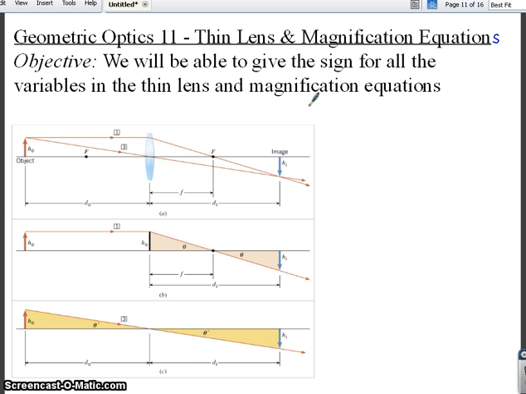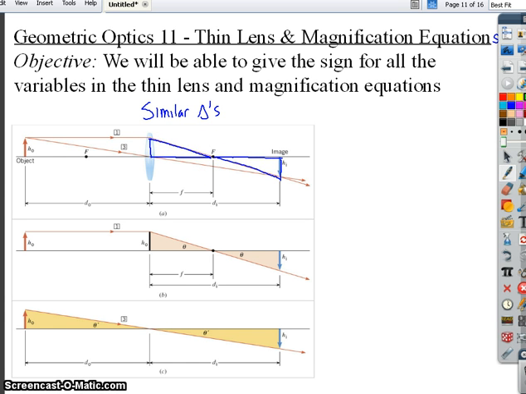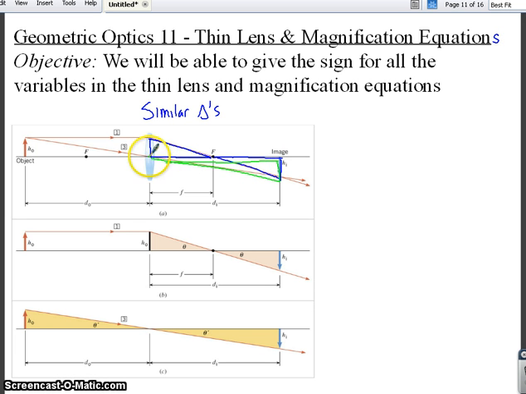Well, they come from similar triangles. I'm just going to show you where they come from, but I'm not going to get into the derivation. As you can see here, we have a thin lens, a converging lens, and from that we have a couple sets of similar triangles. This triangle right here is similar to this one, and then this triangle is similar to this triangle. Those are highlighted down below.